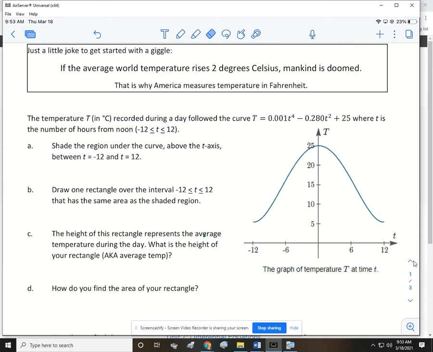All right, so the temperature T in degrees Celsius recorded during a day followed that curve, where t, lowercase t, is the number of hours from noon. So negative 12 would be midnight at the beginning of the day, and positive 12 would be midnight at the end of the day. So what we're going to do first is shade the region under the curve above the t-axis between negative 12 and 12.